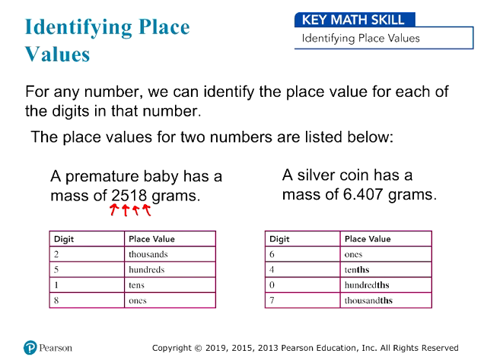Now what if we have a smaller number with a decimal? So on the right we have the example where a silver coin has a mass of 6.407 grams. So the 6 is in the ones place, so that's similar to the 8 in our previous value. But now we have a decimal point. So once we go past the decimal point, now we say that the 4 is in the tenths place.